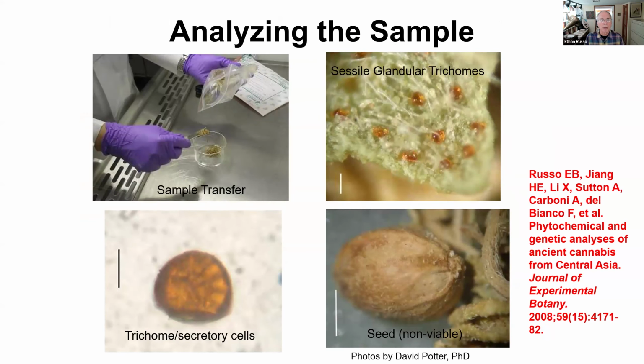This material was reported as cannabis in the first publication, but it had not been chemically analyzed. So we did this with colleagues at GW Pharmaceuticals. Interestingly, there were sessile glandular trichomes that were still visible on this material after 2,700 years. So much so that even the secretory cells of the trichome are visible here. There were seeds. I always get asked if we tried to germinate these, but of course that was unsuccessful.